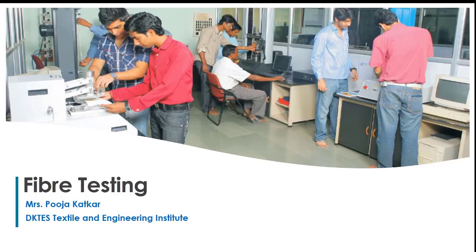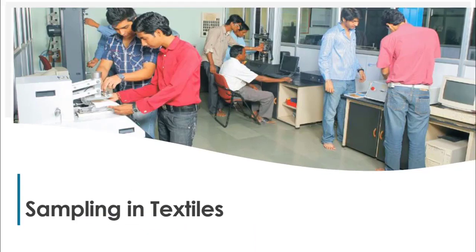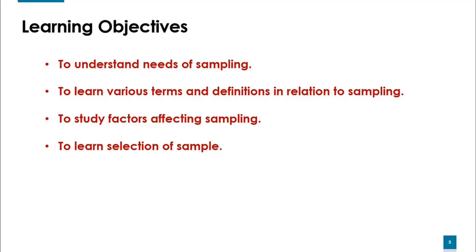After understanding significance of testing the textile material, let us start with the first unit, that is sampling in textiles. So, the learning objectives of this session are to understand needs of sampling, to learn various terms and definitions in relation to sampling, to study factors affecting sampling and to learn selection of sample.